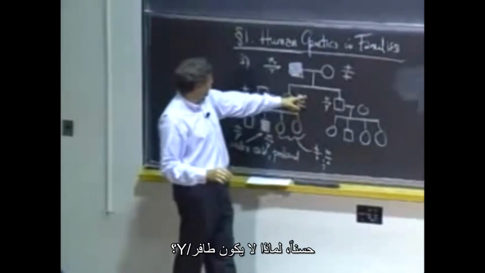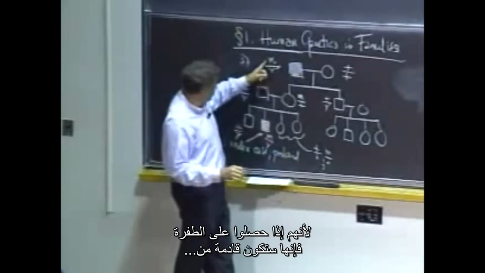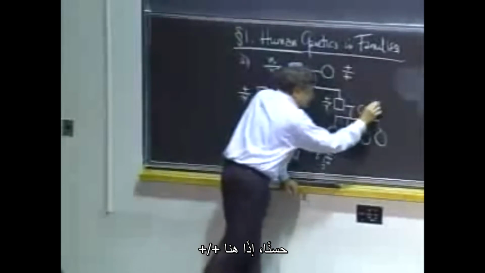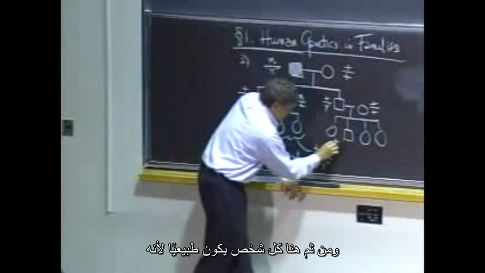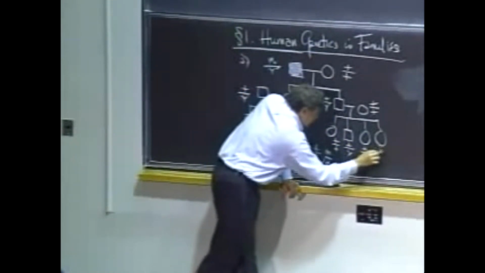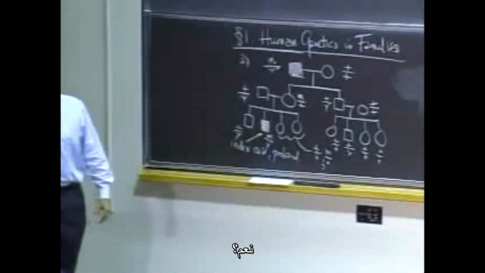Okay. Why not mutant over Y? Because if we got the mutant, it would have to come from the... Okay, so here plus over plus. And then here, everybody is normal because there's no mutant allele segregating. Yes?